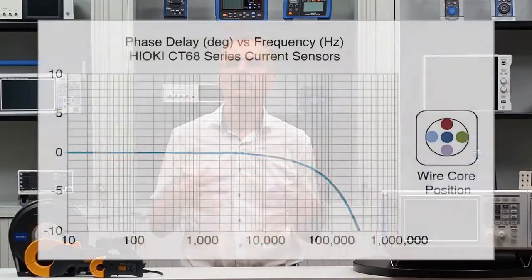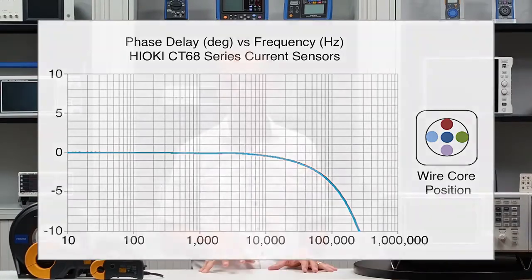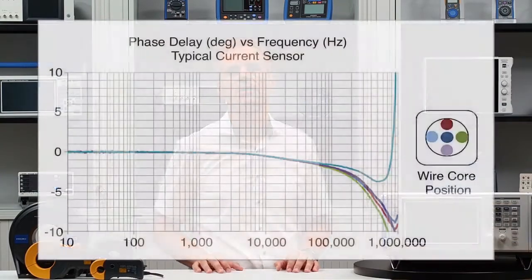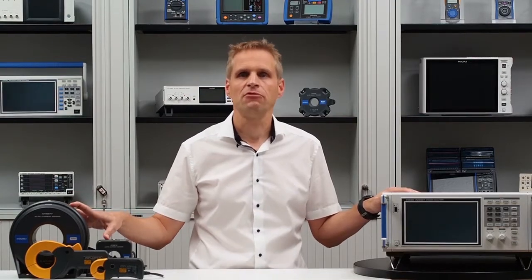The reason why you can only see one single line in the chart is because the phase delay curves for all 5 measurement positions are the same. Again, this is not a standard feature for current sensors currently on the market. Typically, the position of the wire core within the sensor looks more like this. As you can see, there is no phase shift compensation without a power analyzer to support the feature. But as you can also see, only the combination of power analyzer and suitable current sensor allows you to perform a proper phase shift compensation in your measurements.